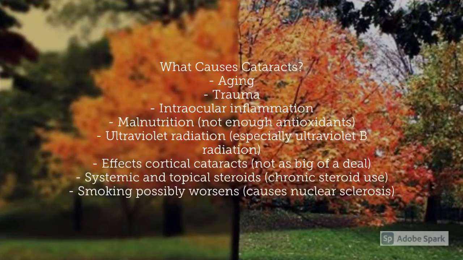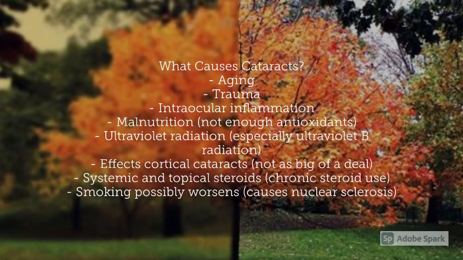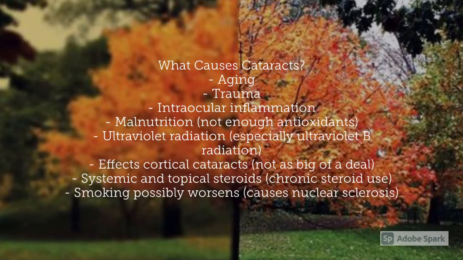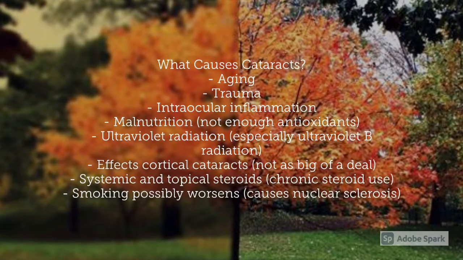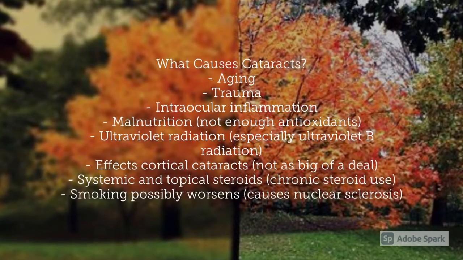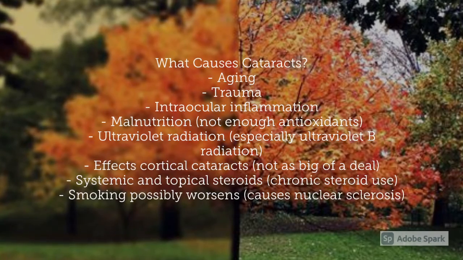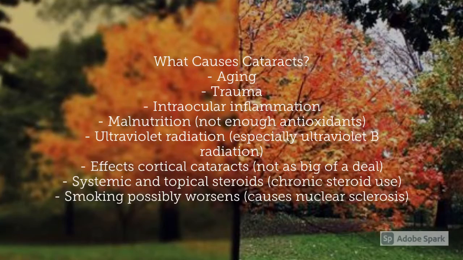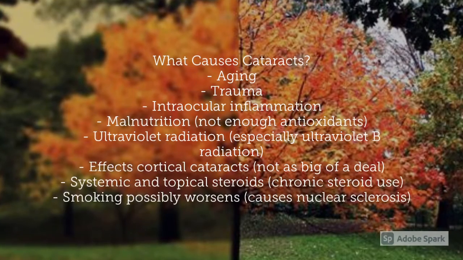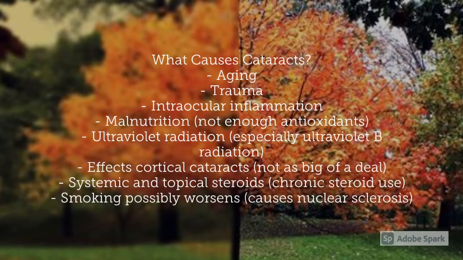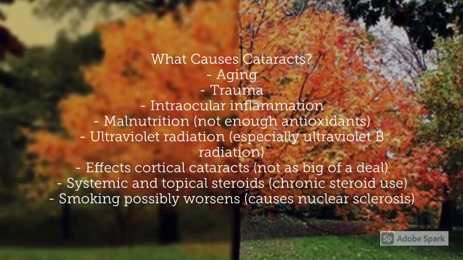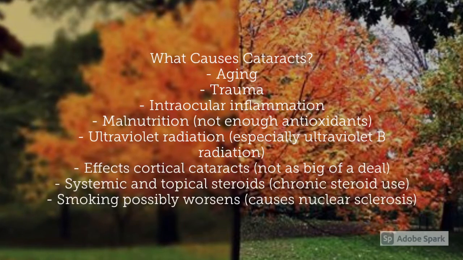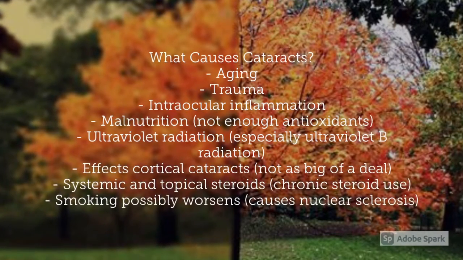What causes cataracts? Aging, trauma, and intraocular inflammation, or inflammation of the eye, cause cataracts, as well as malnutrition, especially not enough antioxidants, and ultraviolet radiation, although this mainly affects cortical cataracts, which are not as big of a deal. Systemic and topical steroids can cause cataracts, although mainly chronic steroid use, and smoking can possibly worsen.